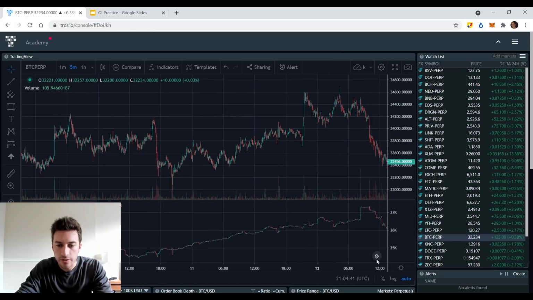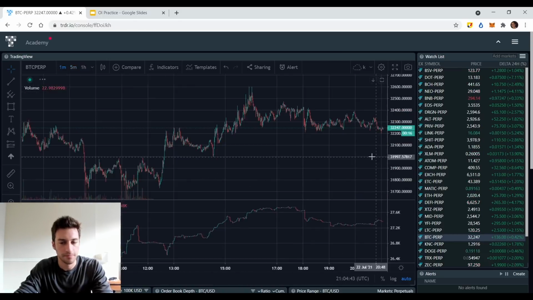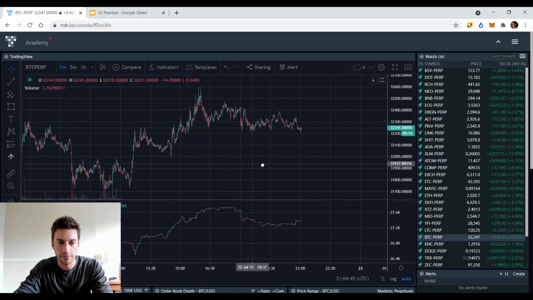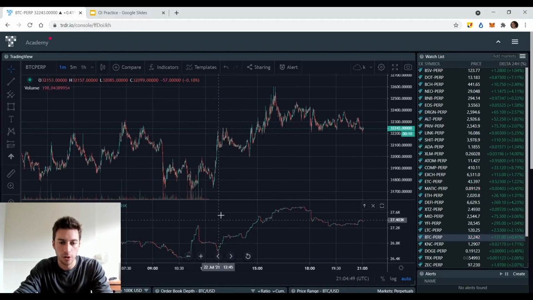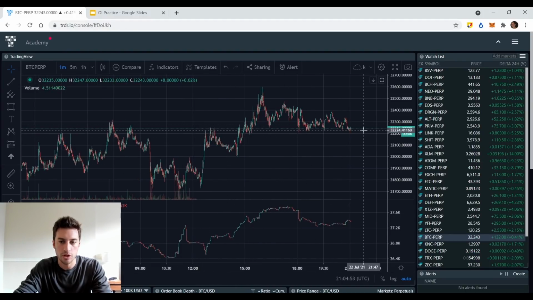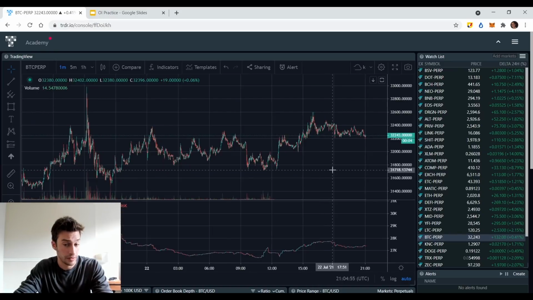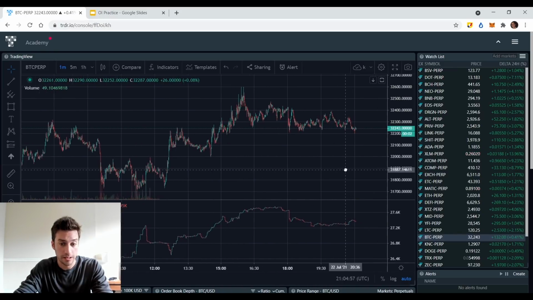I can even go to current, put this on 1 minute, and take a look in context at what's happening here. We can see a pretty good open interest increase, which is a very good sign of an uptrend. So I wouldn't be too shocked for price to go higher. That's my price prediction for now.